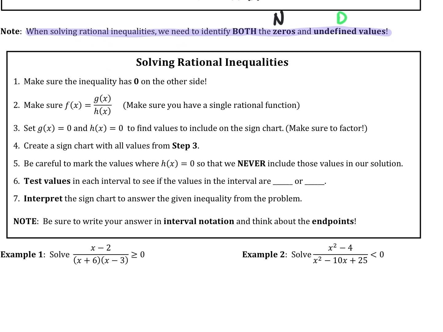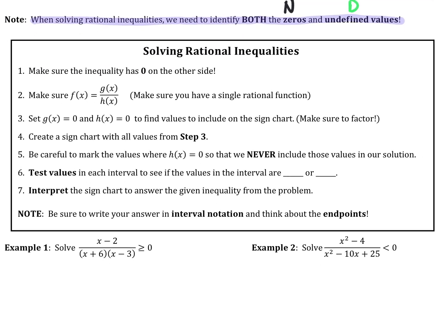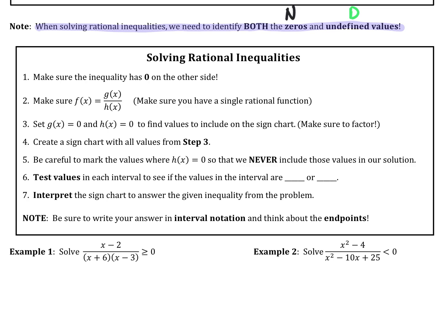So here are some tips and steps for solving rational inequalities. Number one, make sure the inequality has 0 on the other side. Number two, make sure f of x is equal to g of x over h of x, a single rational function. Number three, set g of x equal to 0 and h of x equal to 0 to find the values to include on the sign chart.